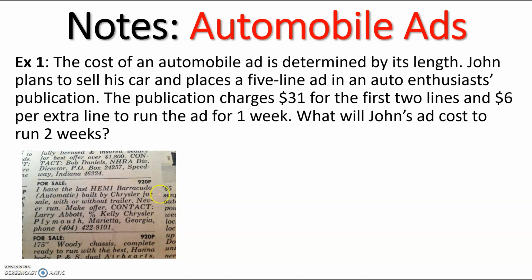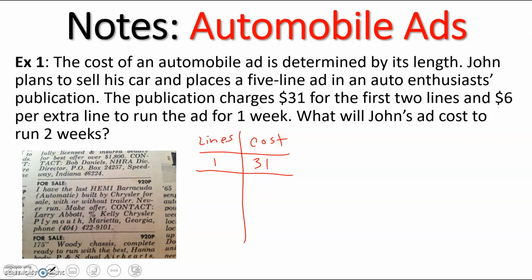So I believe the simplest way to start this is to create a table that shows us the cost for various numbers of lines. So we're going to make a T table, and we're going to put on our left side the number of lines, and then on the right, let's put the cost. If I have a 1-line ad, that's only going to cost me $31 because it says right here, they charge $31 for the first 2 lines.